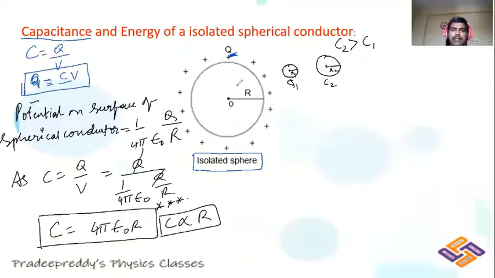So the capacitance of the spherical conductor is 4 pi epsilon naught R. It is directly proportional to the radius of the conductor. Clear? This is the first thing you need to understand.